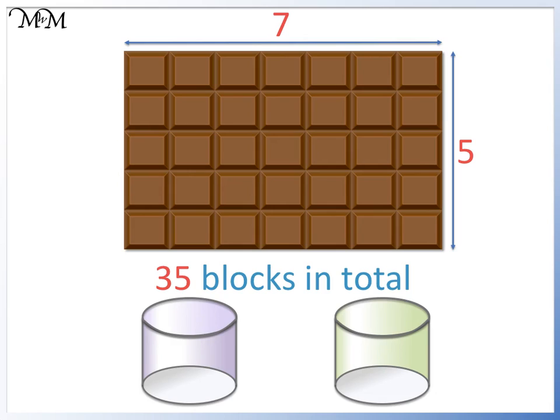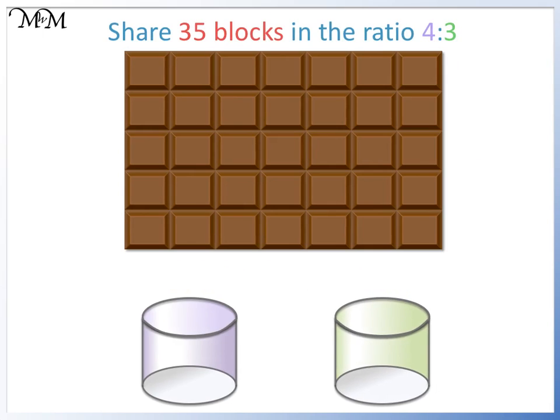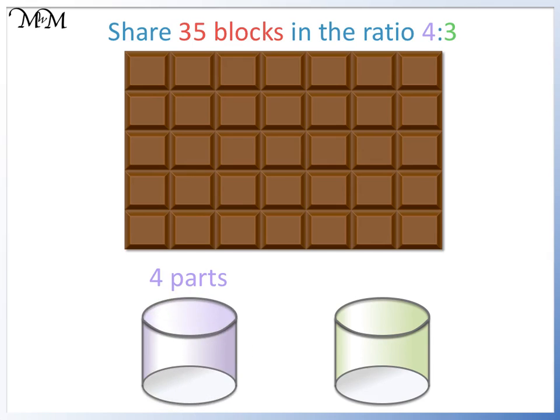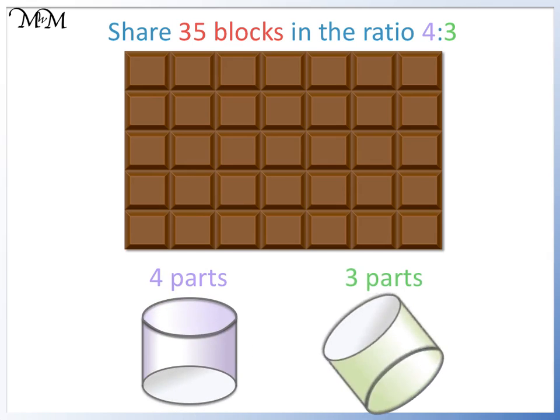We will place the chocolate for one person in a purple pot and the chocolate for the other person in a green pot. However, the chocolate won't be shared equally. We will share the 35 blocks of chocolate in the ratio 4:3. This means that for every 4 parts we place in the purple pot, we place 3 parts in the green pot.